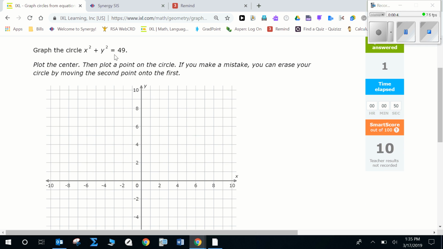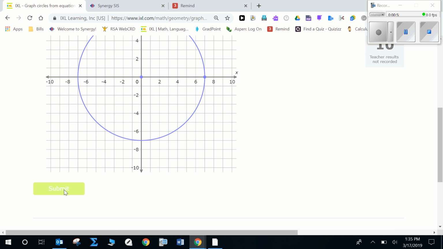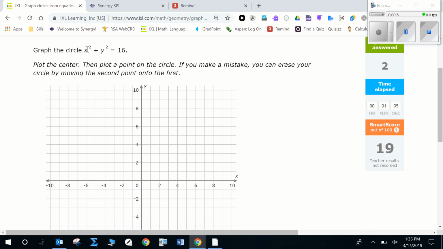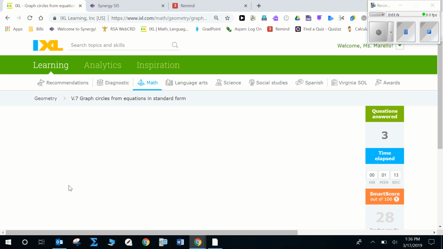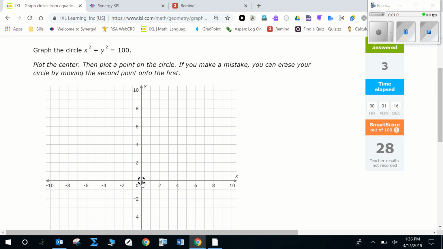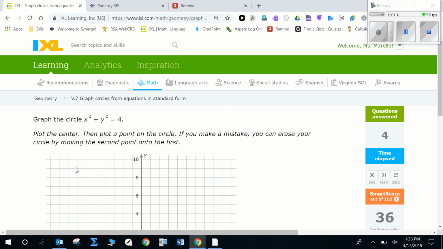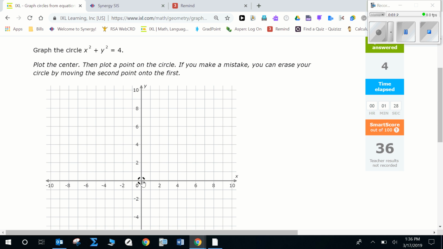Let's do another one. Center here again is 0, 0. My radius will be 7 because the square root of 49 is 7. So I'm going to go out to 7, make another point. All right, center here, 0, 0 again. Square root of 16 is 4, so I'm going to go out 4, make a point. Again, center would be 0, 0. Square root of 100 is 10, so my radius will be 10. Center is 0, 0. Square root of 4 is 2, so my radius is 2.